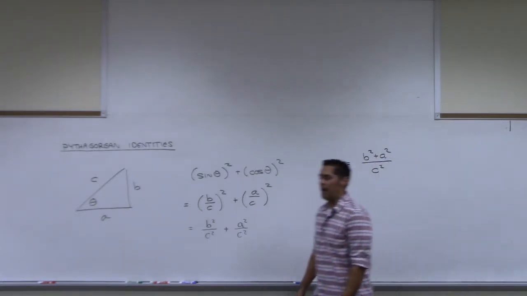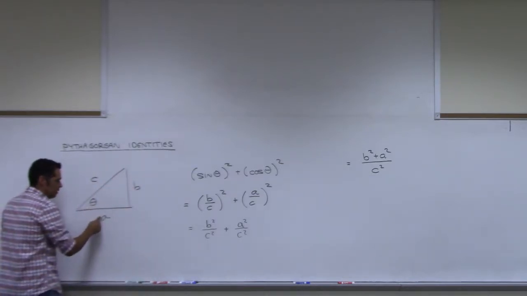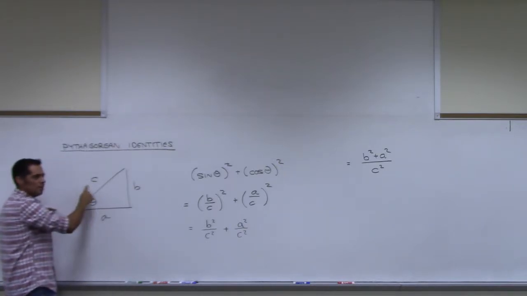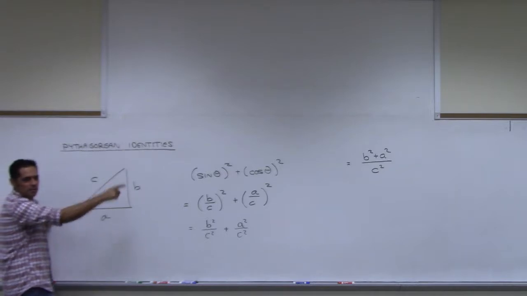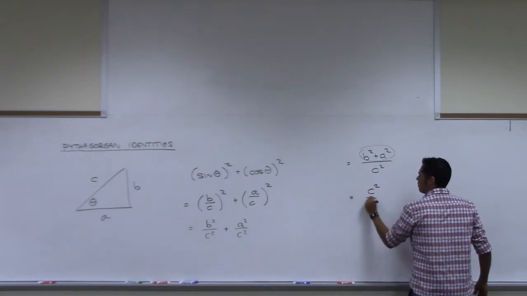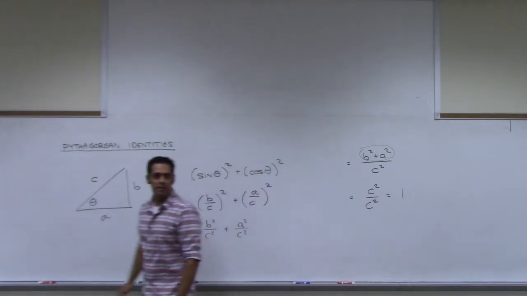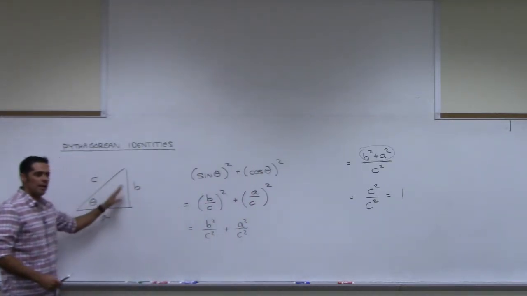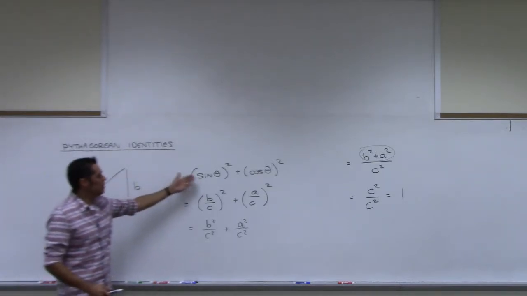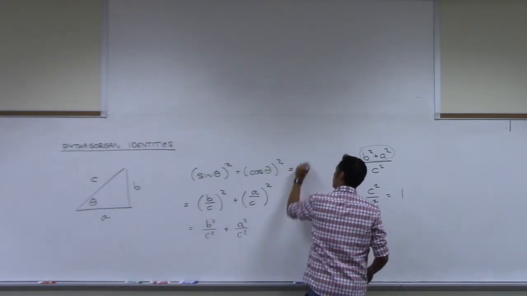Now, go back here. What is A squared plus B squared? C squared. Isn't A squared plus B squared C squared? So that numerator is really C squared, and C squared over C squared is 1. So what you get is your first Pythagorean identity. It says that if you're given a right triangle and an angle theta, this is always true: sine of theta squared plus cosine of theta squared will equal 1. I'm going to put that here and box it.